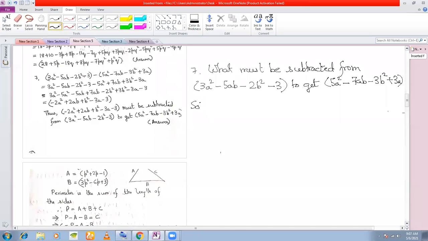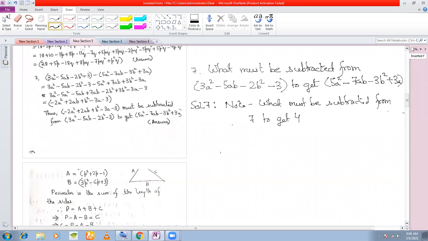Okay. So this is the question here. What must be subtracted from this to get this? Now, before going into this problem, I ask you a simple question. What must be subtracted from 7 to get 4? How do you do this problem?